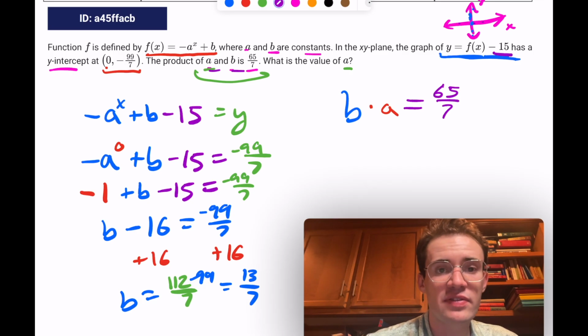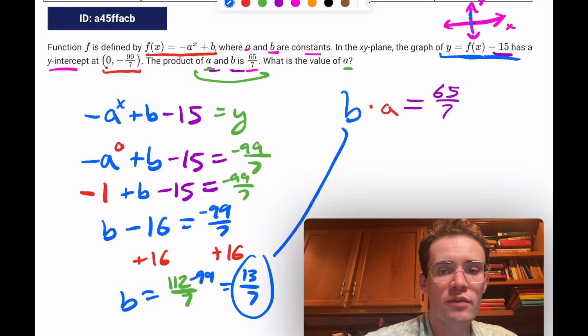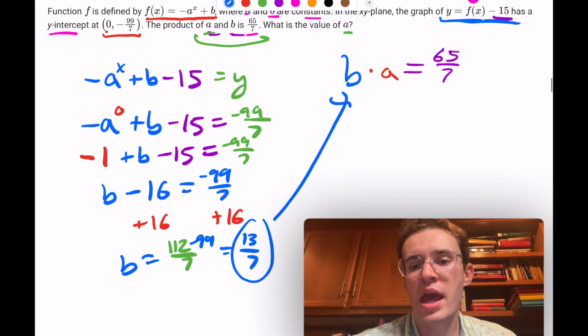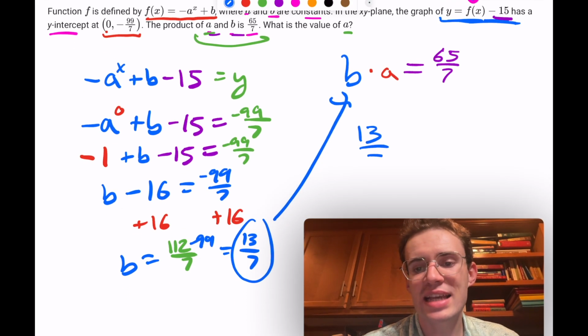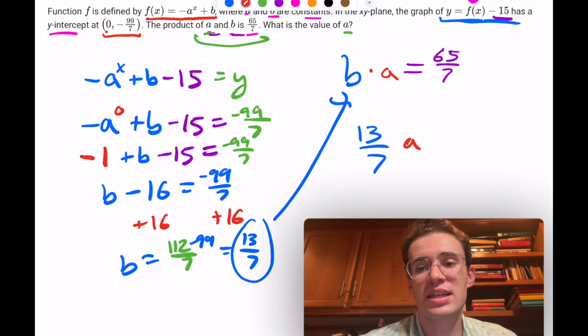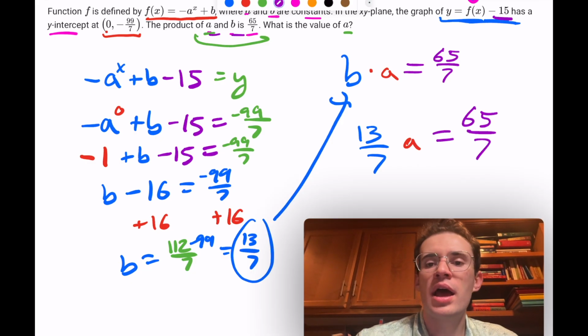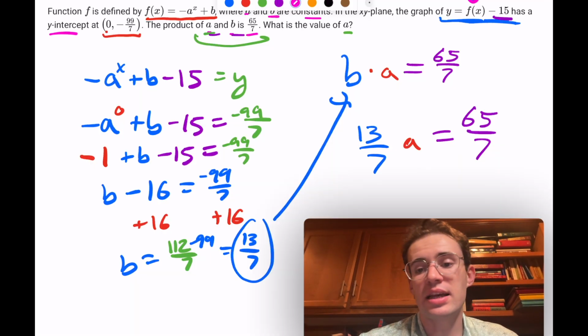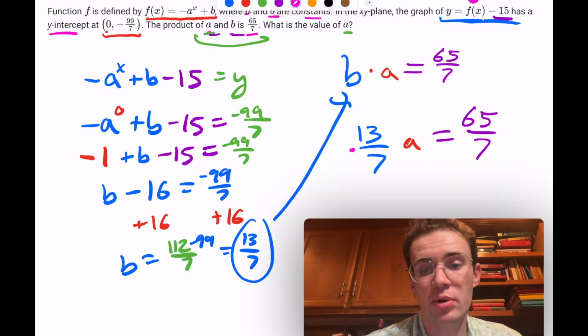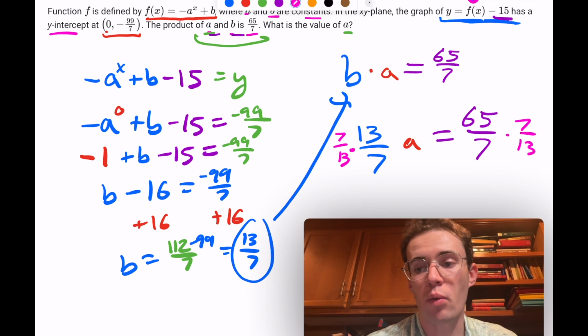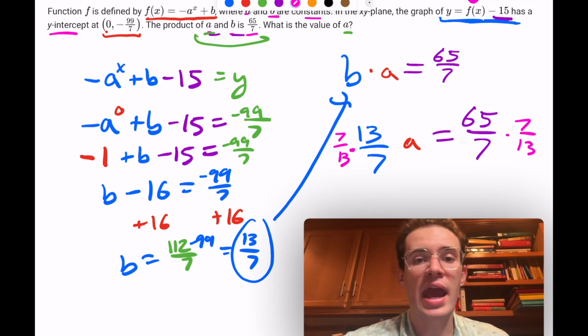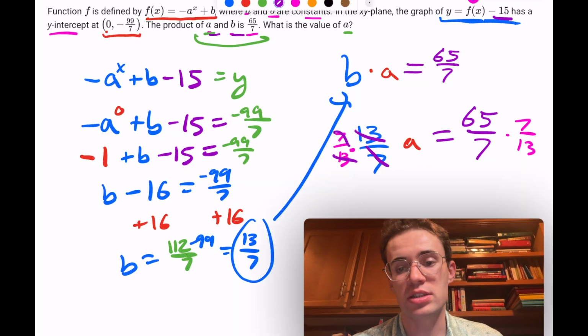Now we can plug in this value of b we just solved for the b in this product function, and it gives us 13 sevenths times a, or 13 sevenths a, is equal to 65 sevenths. And now to get rid of the times 13 sevenths, just get the a alone, we'd multiply by the reciprocal. So times 7/13 on both sides. Whatever you multiply one side of the equation by, you have to multiply the other. And then our sevens will cancel out. 7 divided by 7 is 1. 13 divided by 13 cancels on this left side.